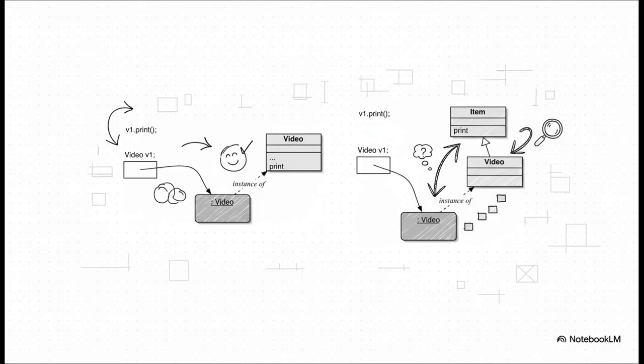Let's start with the easy stuff. On the left, if we have a video object stored in a video variable and we call print, Java looks in the video class, finds it, and runs it. Simple. Now on the right, imagine video didn't have its own print method. In that case, Java would look in the video class, not find it, and then climb up the family tree to its parent, item. It would find print there and run that one instead.